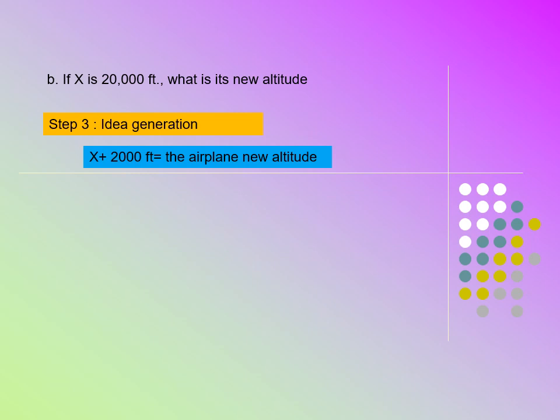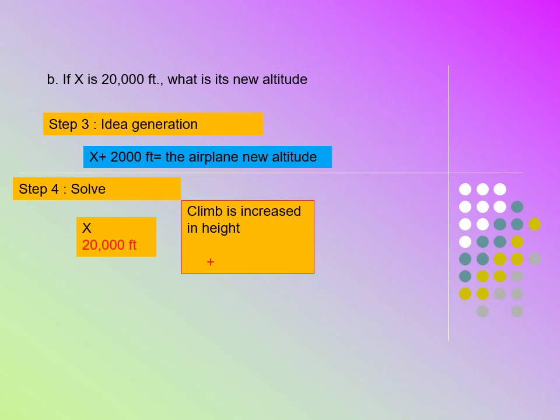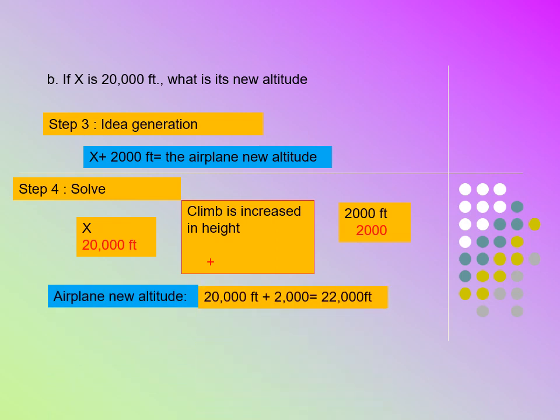So for the new altitude, if x is 20,000 feet, we are now going to solve. x is 20,000 feet, then the increase in height, the aircraft climbed another 2,000 feet. So therefore, the equation becomes 20,000 feet plus 2,000 feet equals 22,000 feet. So that is the final answer.